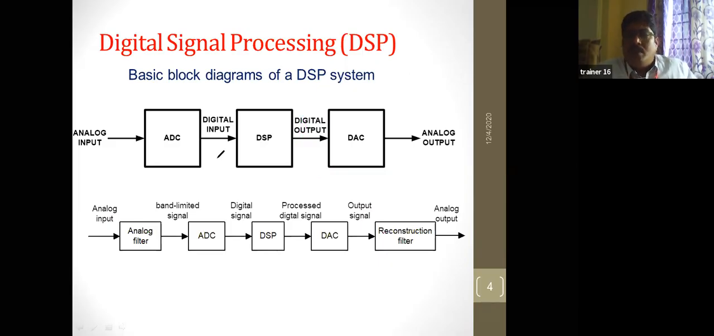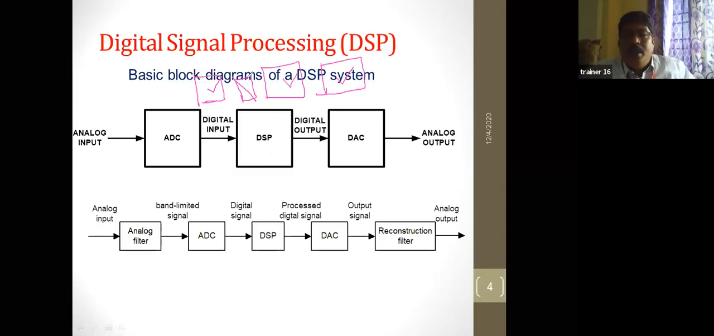So now you got it clear. Here, in between ADC and DAC, we are arranging DSP, digital signal processing. In the previous diagram, this is the ADC, and this is the digital system, and this is the DAC. So here we have to arrange a digital system.